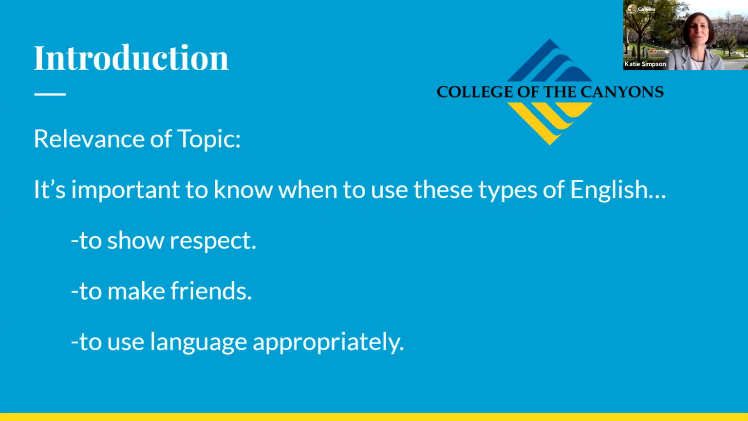So let's continue. What is the relevance of this topic? Why is it important? Why are we studying informal and formal English? Well, we need to know the difference because it's important to know when to use these types of English in order to show respect, to make friends, and to use language appropriately. That's really important. We want to make sure that we are using the appropriate language with the appropriate people and in appropriate settings. So that's what we're going to look at today.